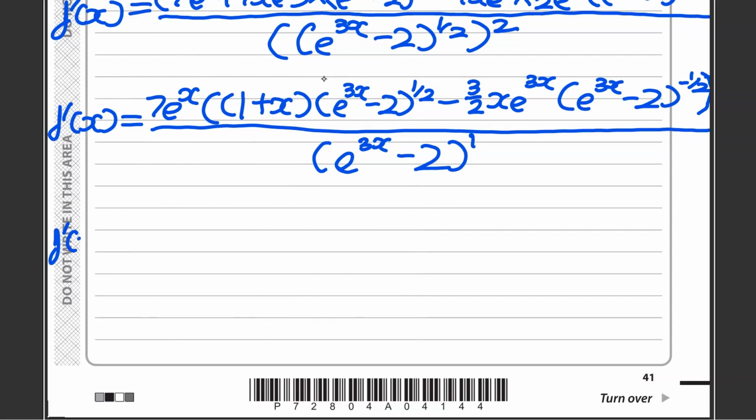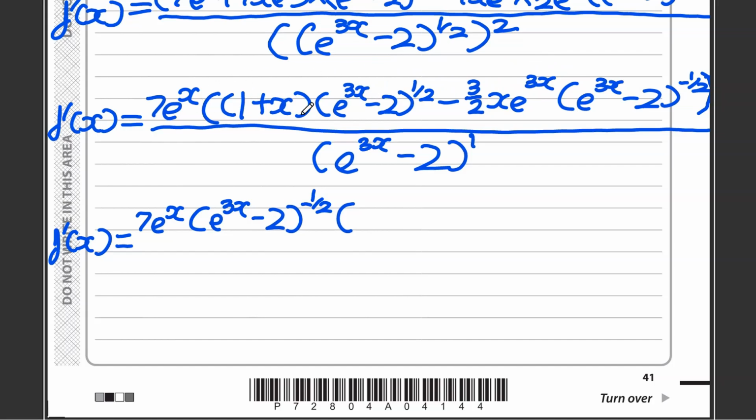So it's going to be f dash of x is equal to 7e to the power of x, and then let's try and factorize out this e to the power of 3x minus 2 to the power of minus a half, and we can hope that we can bring this into the denominator. Okay, so if we do this, this term here is easy. This will just factorize out this e to the power of 3x minus 2 to the power of minus half and leave us with this 3 over 2 x e to the power of 3x.